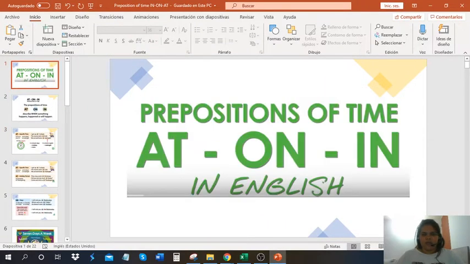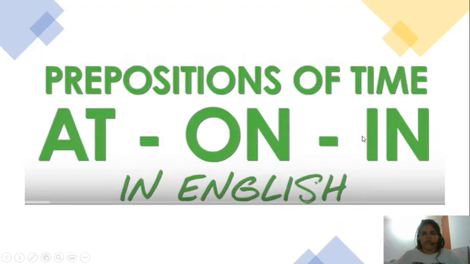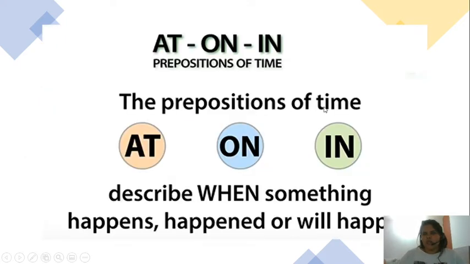As I told you before, we're going to talk about prepositions of time. What prepositions of time do we have? At, on, in. So today we're going to learn when we use them. Okay? So the prepositions of time are used to describe when something happened in the past and will happen in the future. Okay.